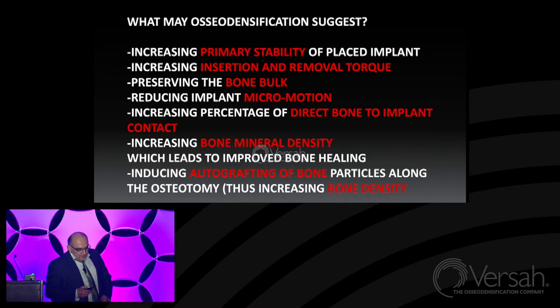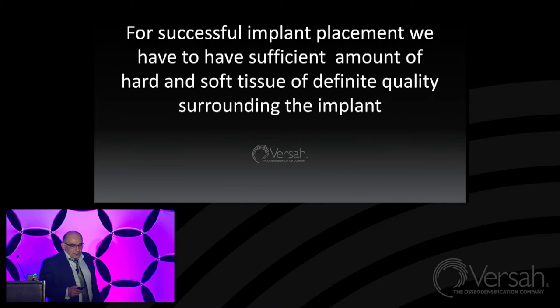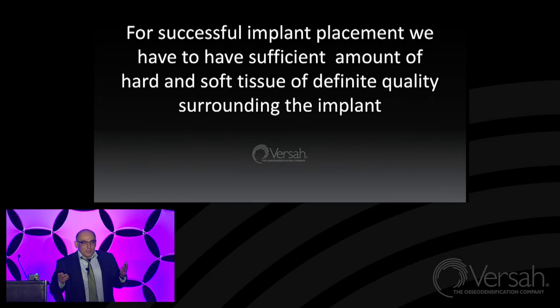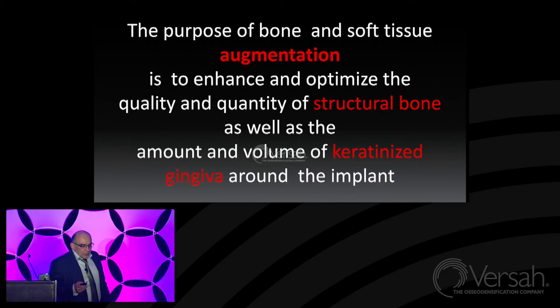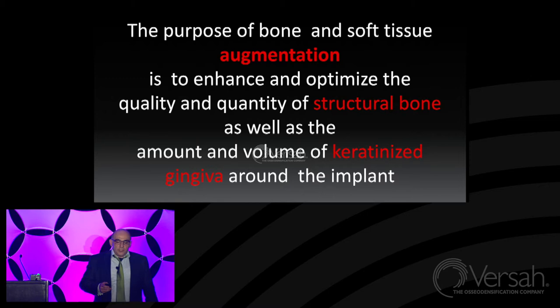For successful implant placement, we have to have a sufficient amount of hard and soft tissue. It's the basics of implant dentistry. The purpose of bone and soft tissue augmentation is to enhance and optimize the quality and quantity of structural bone, as well as the amount and volume of keratinized tissue around the implant.